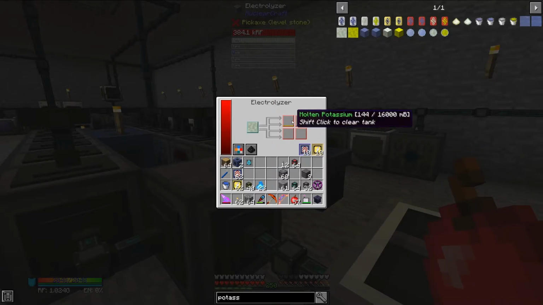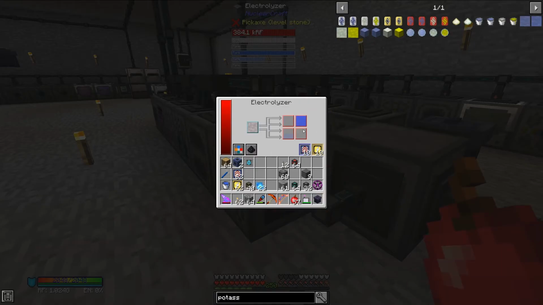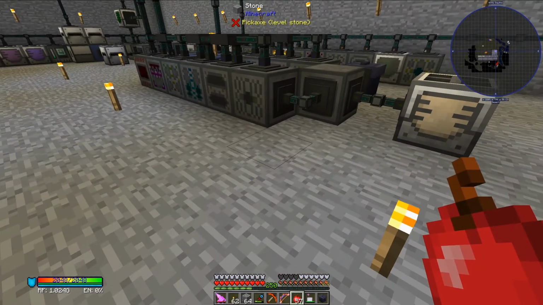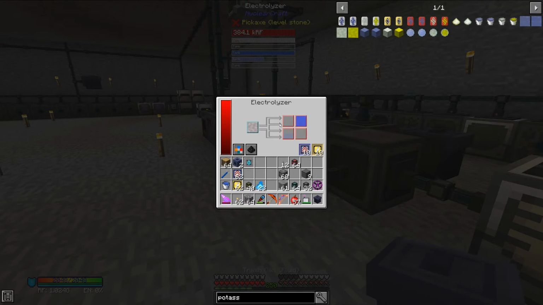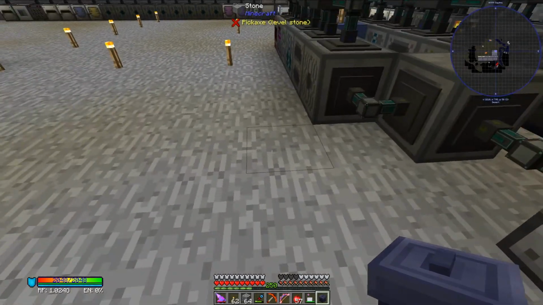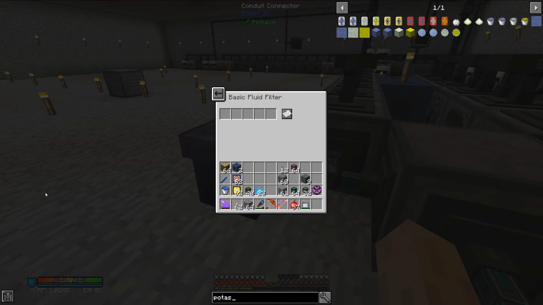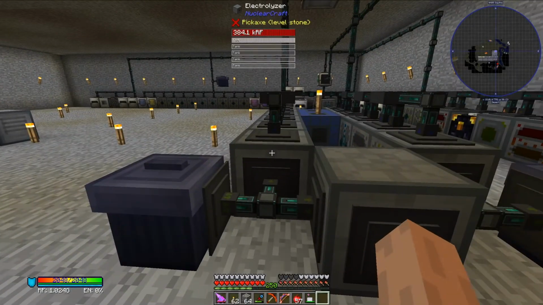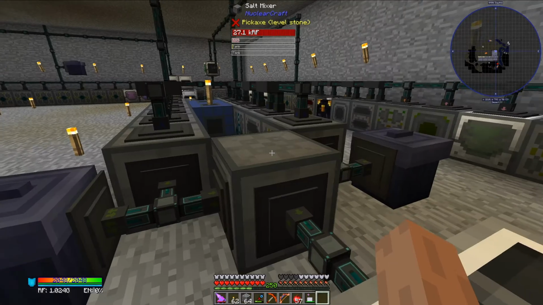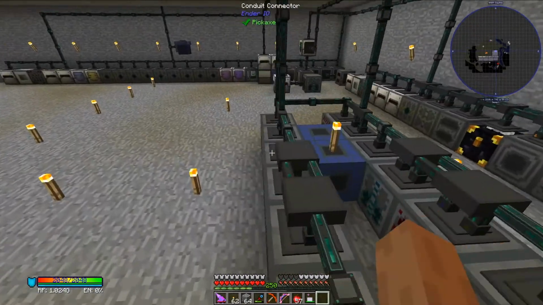So I do have these machines sped up. The electrolyzers are just kind of slow, to be honest. And then we just need to do the same process with this over here. So this will be the sodium. So I need to blacklist sodium over here. There we go. So everything should be set up, and we should have everything ready to go.